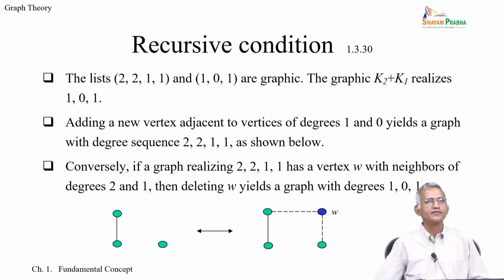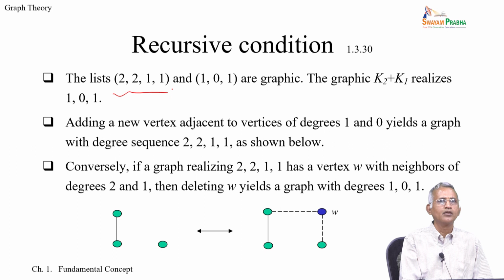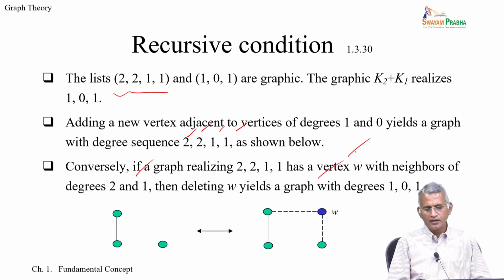Next, a recursive condition. Say you have the list 2, 2, 1, 1 and the list 1, 0, 1 is graphic, and K2 plus K1 realizes 1, 0, 1. Adding a new vertex adjacent to the vertices of degree 1 and 0 yields a graph with the degrees 2, 2, 1, 1, as shown below. See, this vertex has 2, this vertex has 2, but this vertex has 1 and this vertex has 1, along with the neighbors. Conversely, if a graph realizing 2, 2, 1, 1 has a vertex w with neighbors of degree 2 and 1, deleting w yields the graph with degrees 1, 0, 1.